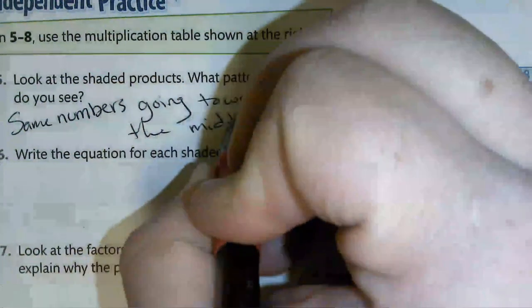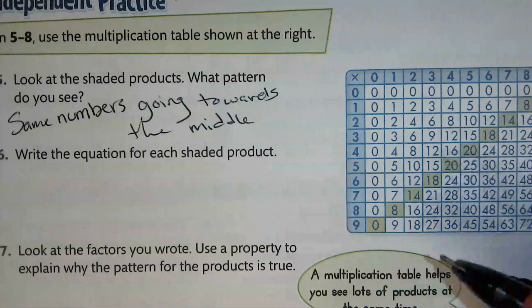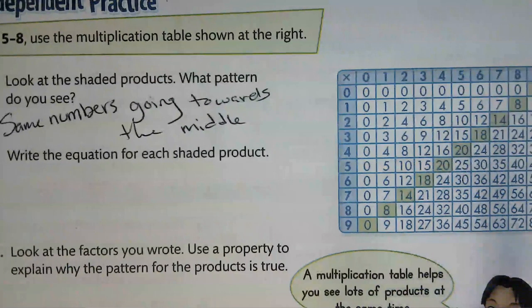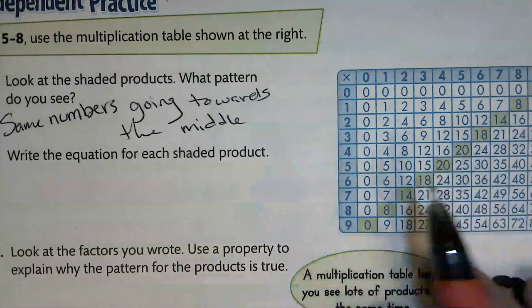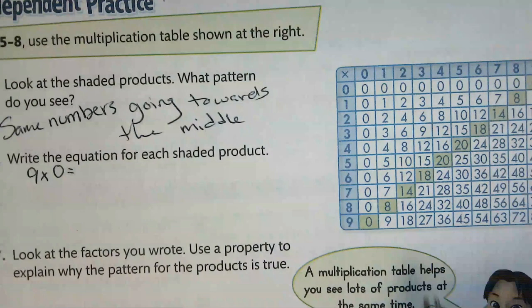Right? We see the same numbers as we go towards the middle. Well, why is that? The next one says, write the equation for each shaded product. So let's go ahead and start here. So here I've got 9 times 0, right? 9 times 0 equals 0.